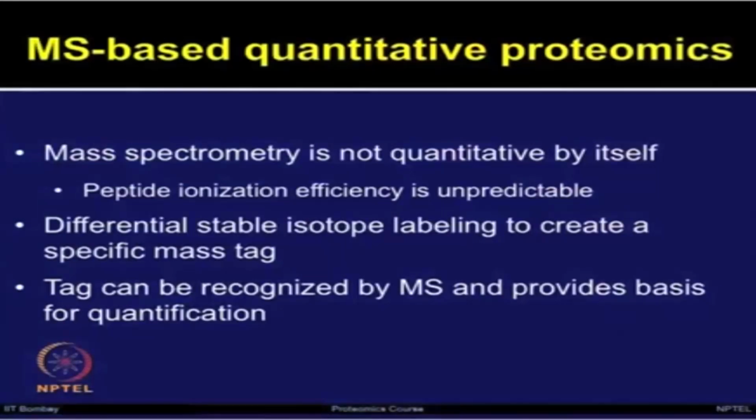So, as I discussed, the mass spectrometer is not a quantitative technique by itself due to the unpredictable peptide ionization efficiency. So, differential stable isotope labeling is used to create specific mass tags. The different types of mass tags which are currently very promising for various quantitative proteomic applications include ICAT, iTRAQ, SILAC, as well as various other tags. These tags can be recognized by MS and provide the basis for quantification.